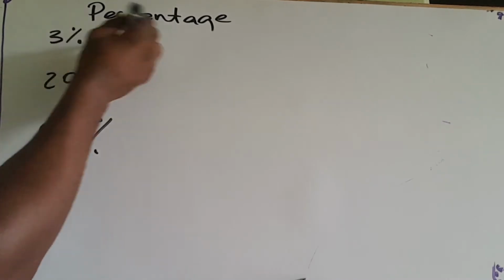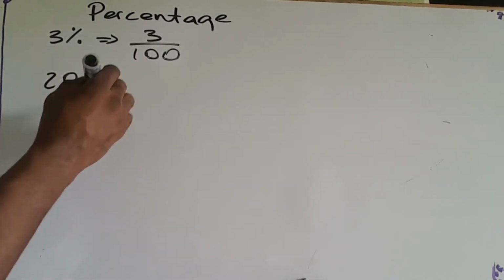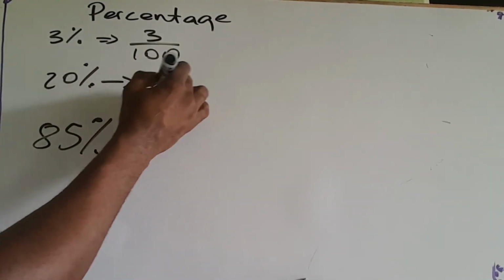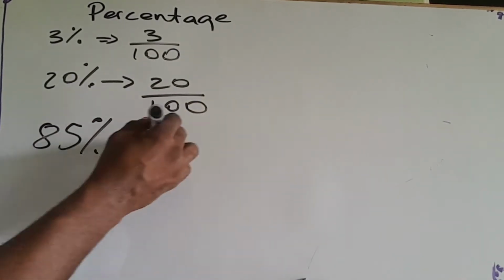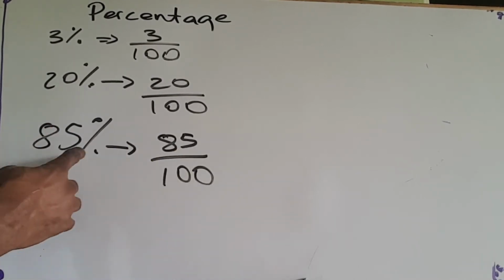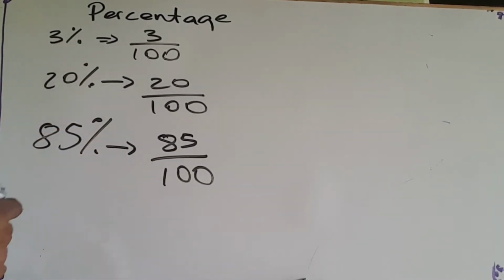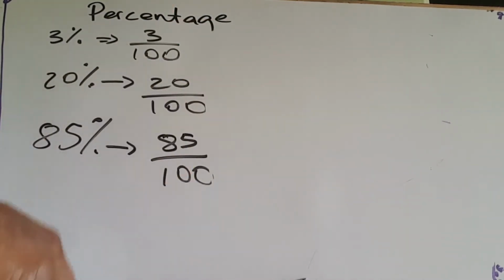Alright, this really means 3 out of 100. This really means 20 out of 100. And this really means 85 out of 100, because that's what the percentage symbol represents, being marked out of 100. So I could represent these out of 100 because it's percentage.